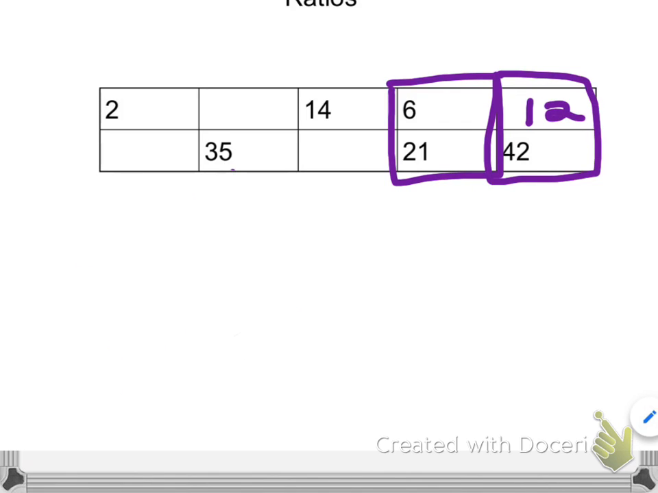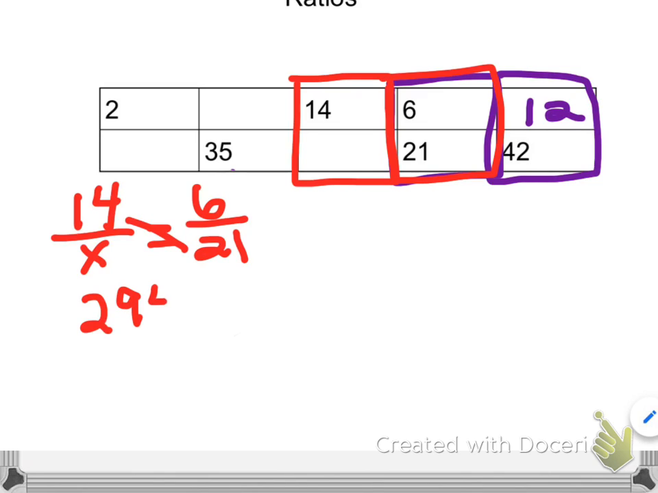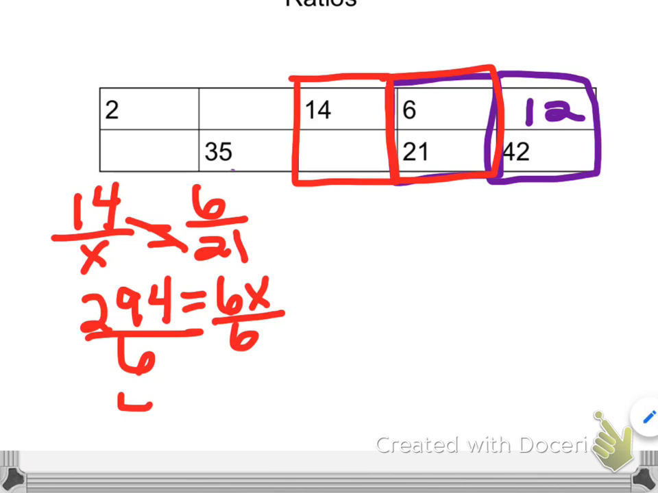Okay, next I'm going to use the same ratio right here, and I'm going to move down one and use these two. So I've got 14 to 2, and it's not filled in, so I'm going to put an X, is equal to 16 to 21. Again, I'm going to cross multiply, and I'm going to get 294 is equal to 6x. I'm going to divide both sides by 6, and I'm going to get x equals 49. So I'm going to fill the 49 into this box.